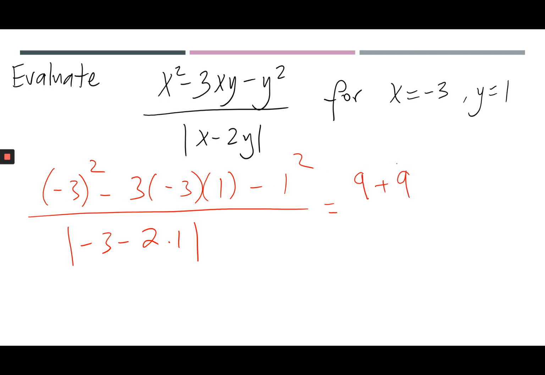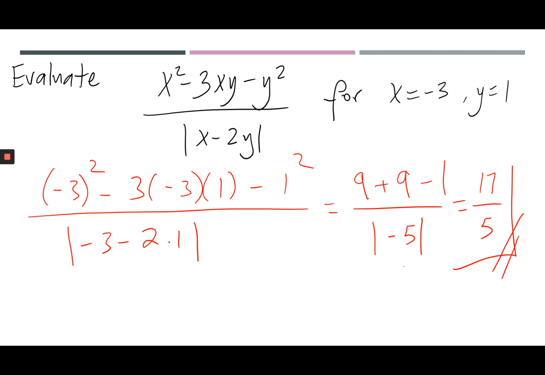And then -1 squared is -1, divided by negative 3 minus 2. Negative 3 minus 2 is negative 5, absolute value of negative 5. So I have 9 plus 9 is 18, minus 1 is 17. Absolute value of negative 5 is 5. The answer is 17 over 5, or 3.4 in decimal.